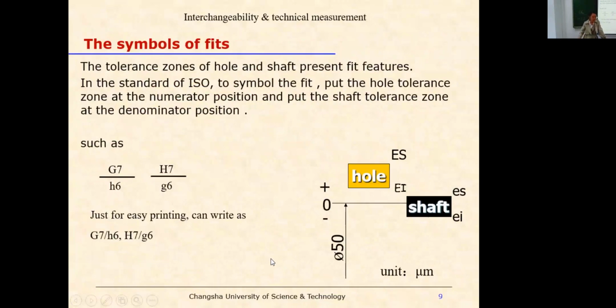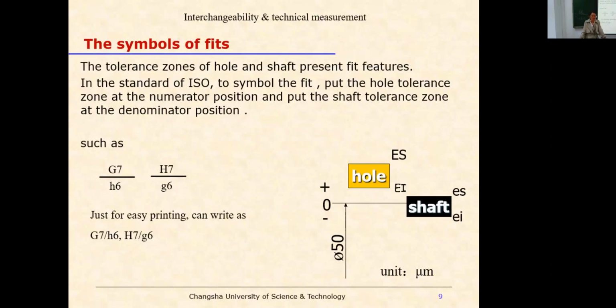And the tolerance, the symbols of fit. So when we know the tolerance of the hole and the shaft, the purpose is that we should design the fit. How do they fit, because they have different tolerances? How can they fit, and what is the fit type? The tolerances of the hole and shaft present the features.